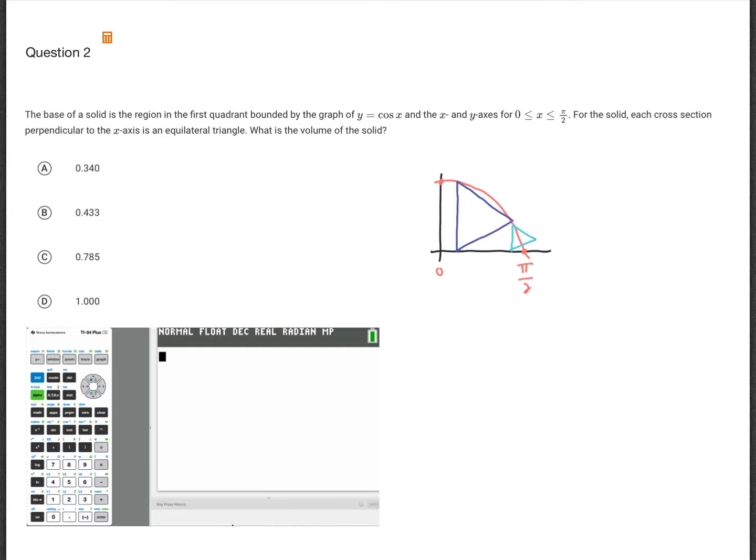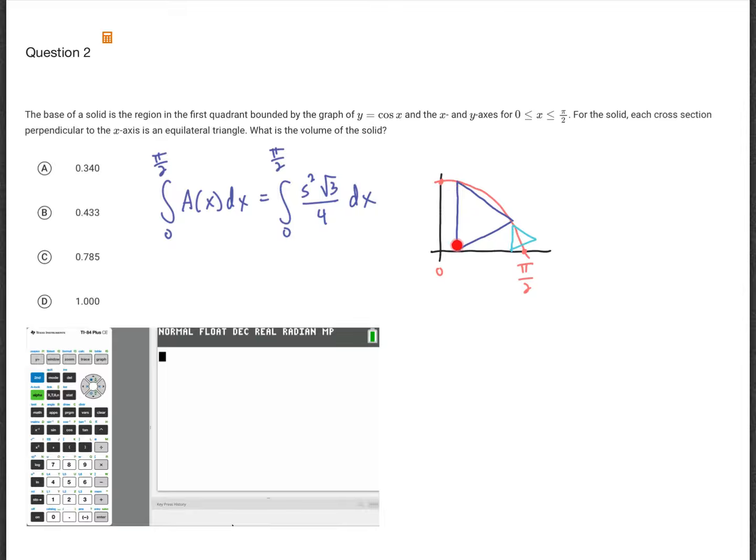Okay, so we're going to integrate. I know we're going to integrate from 0 to pi over 2, and I'm going to start out thinking of it this way, just integrating area. The area that we want is an equilateral triangle. I would memorize this formula: the area of an equilateral triangle is s squared root 3 over 4, where s is a side length. So we just have to get what a side length is in terms of x.